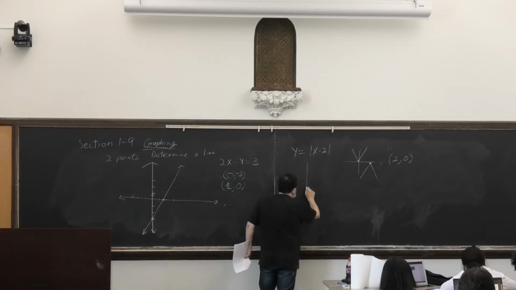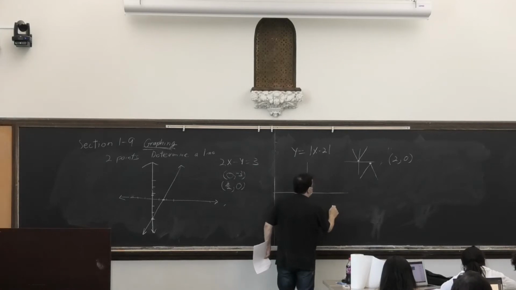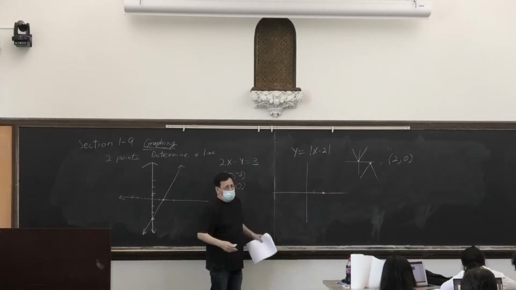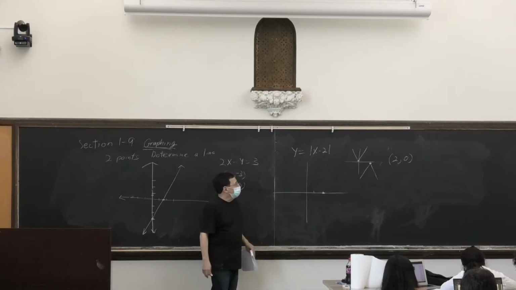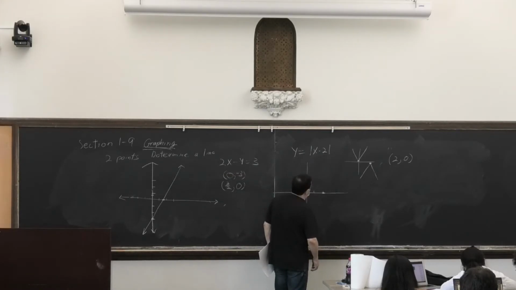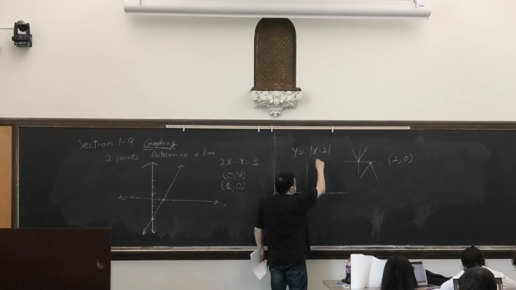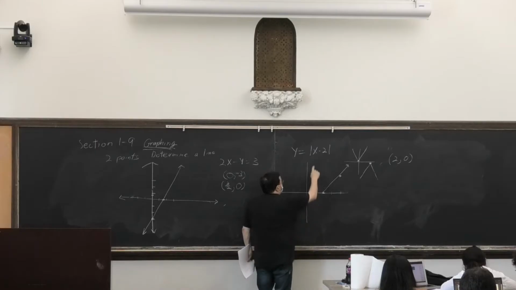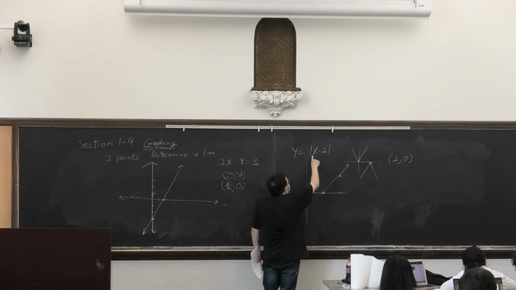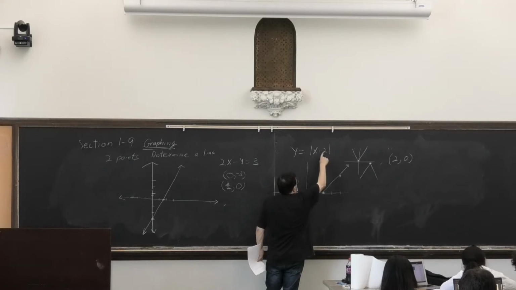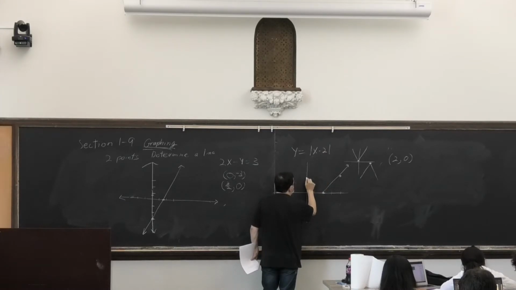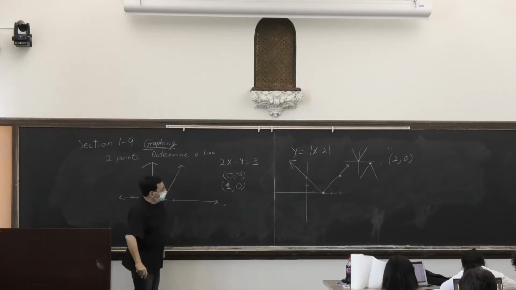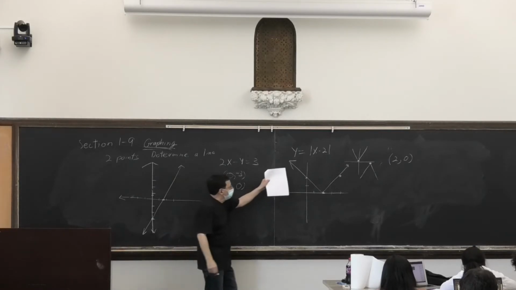So to graph this, we have the point 2, 0. Then all we really need to do is graph two more points. So let's say 4. 4 minus 2 is 2, so 2. That's going to be one side. And I can say 0. Absolute value of 0 minus 2 is the absolute value of minus 2, which is 2. So 0, 1, 2. And I'm going to get the other side. So that's how you would graph a linear absolute value.